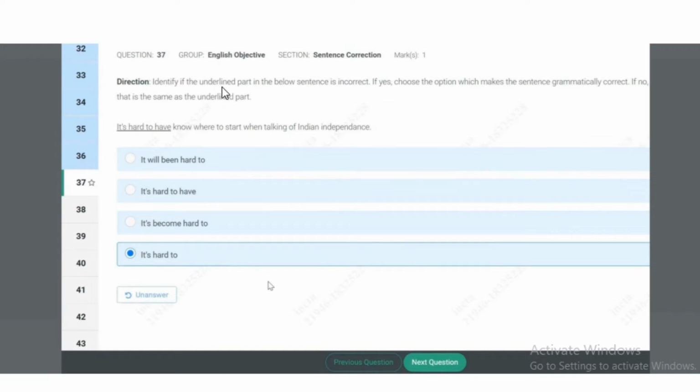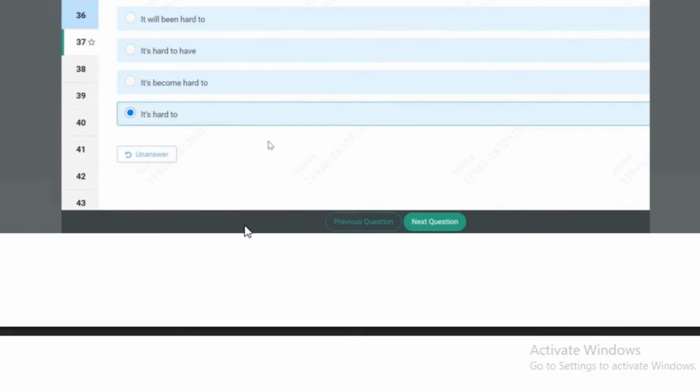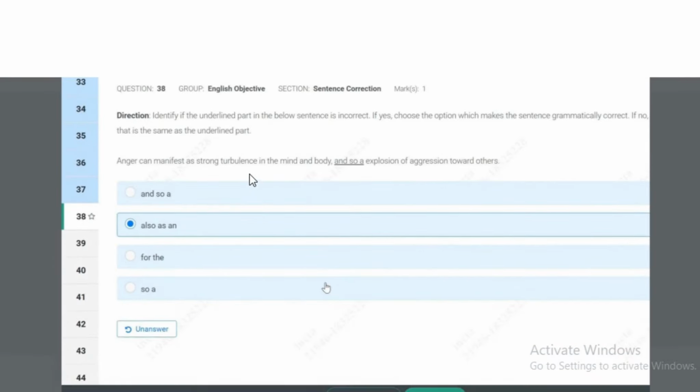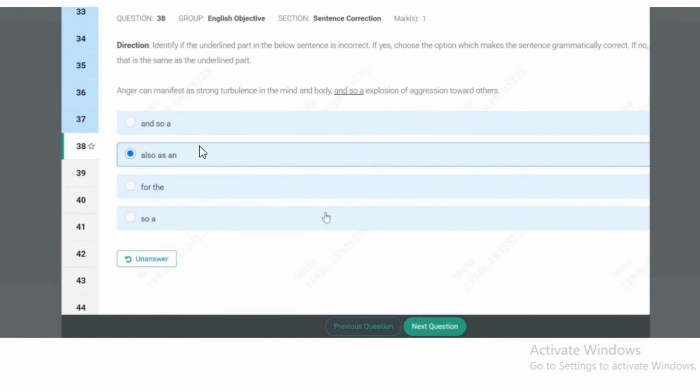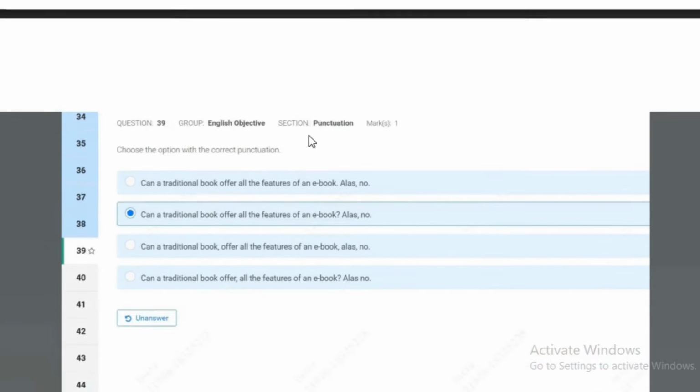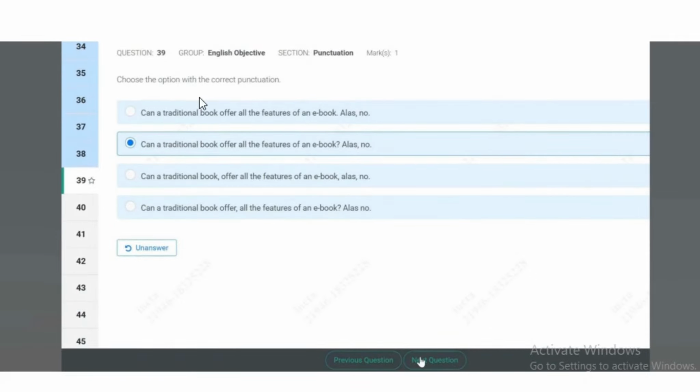And the 37th question, you have to identify if the underlined part in the below sentence is incorrect. If yes, choose the option which makes the sentence grammatically correct. If no, choose the option that is the same as the underlined part. So it's hard to have no way to start when talking of Indian independence. So the answer is, it's hard to. And the next question is, anger can manifest as strong turbulence in the mind and body, and so a explosion of aggression toward others. So option B is the answer.